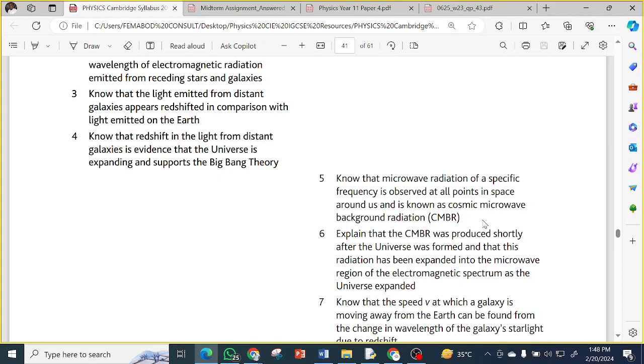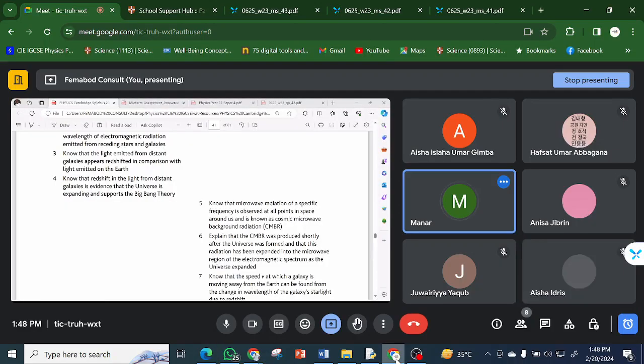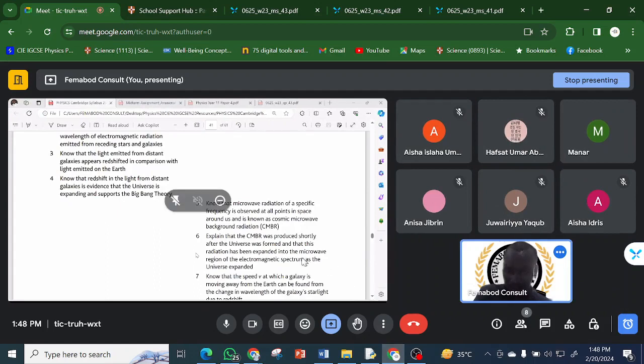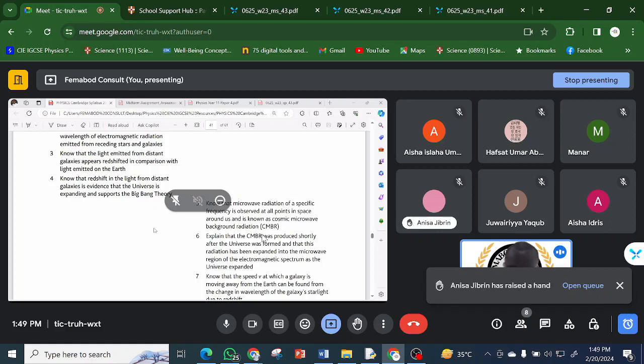This is another question they used to ask. They can ask you to state two evidences of the Big Bang theory or the universe expansion. The first one is what? The red shift. Very good. And the second one is the one we are talking about now, which is microwave radiation, or you can call it cosmic microwave background radiation. Or you can just simply put background radiation, but it's fine to say cosmic microwave background radiation.